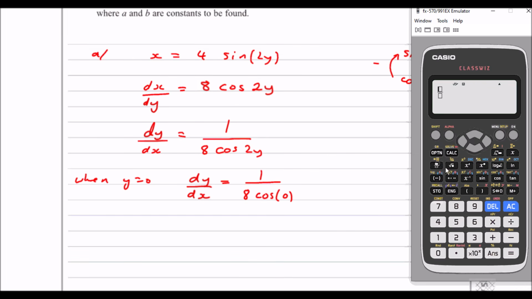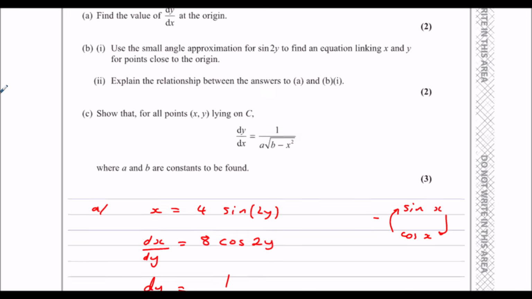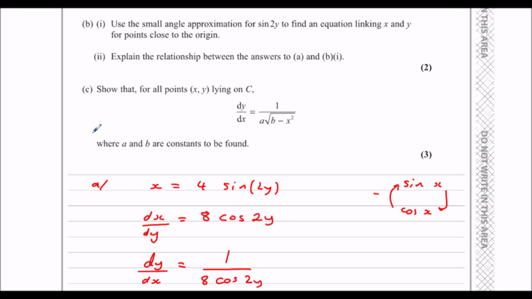And, well, 1 over 8 cos 0 is 1/8. Cos 0 is 1. So that's 1/8. That's part A. Part B. Use the small angle approximation for sine 2y to find an equation linking x and y for points close to the origin. So an equation linking x and y for the points close to the origin.